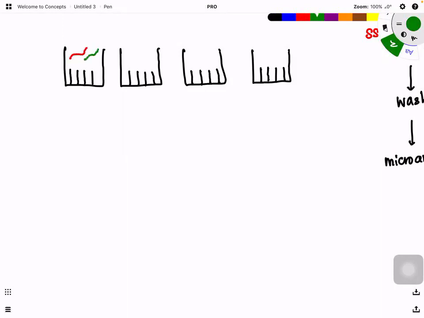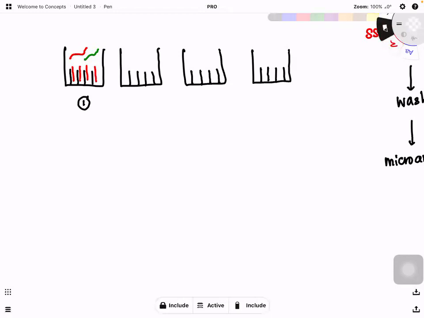Which one can bind depends on the gene expression. If the particular gene does not express, what does it mean? They don't have the particular transcript. So at gene number 1, let's say the red color binds, hybridizes. The extra ones, we wash away.